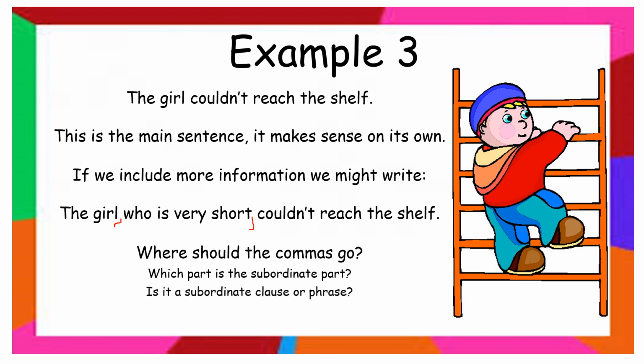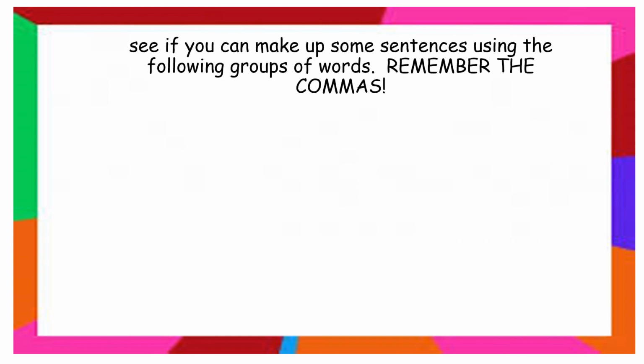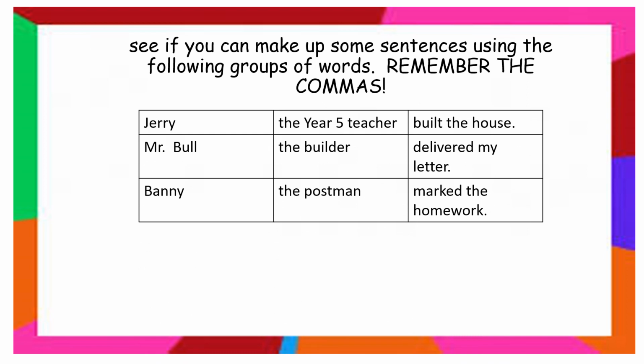Now here is some for you to have more of a go. See if you can make up some sentences using the following group of words. Remember the commas. We have Jerry, we have Mr. Bull, we have Bunny. Now these are your clauses to use in completing the sentences. Okay, the year 5 teacher, the builder, the postman, built the house, delivered my letter, marked the homework. So you're supposed to arrange the sentences to make complete sense, choosing items from different boxes. Pause the video and have a go, and don't forget to include your commas.